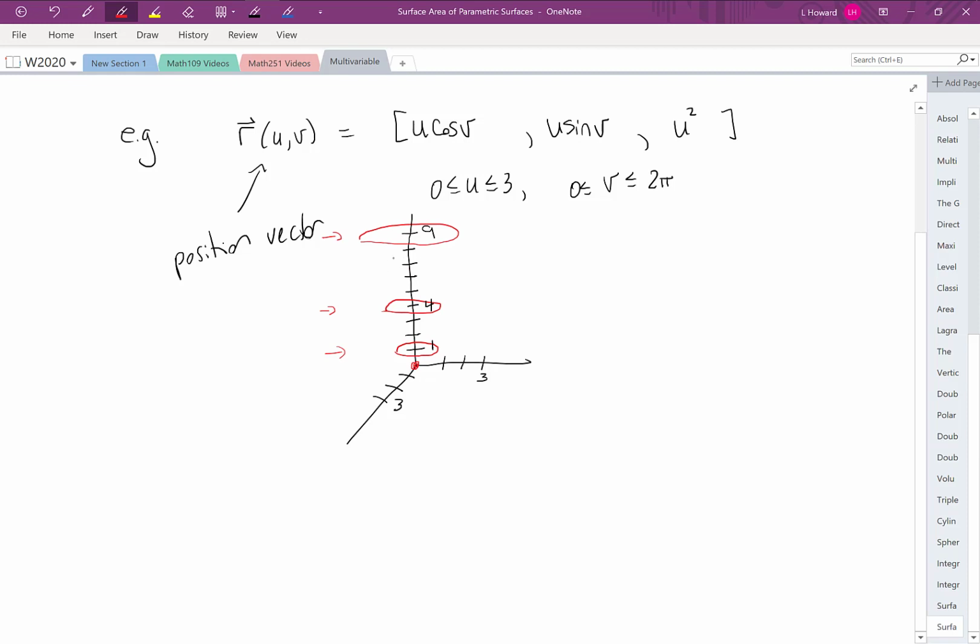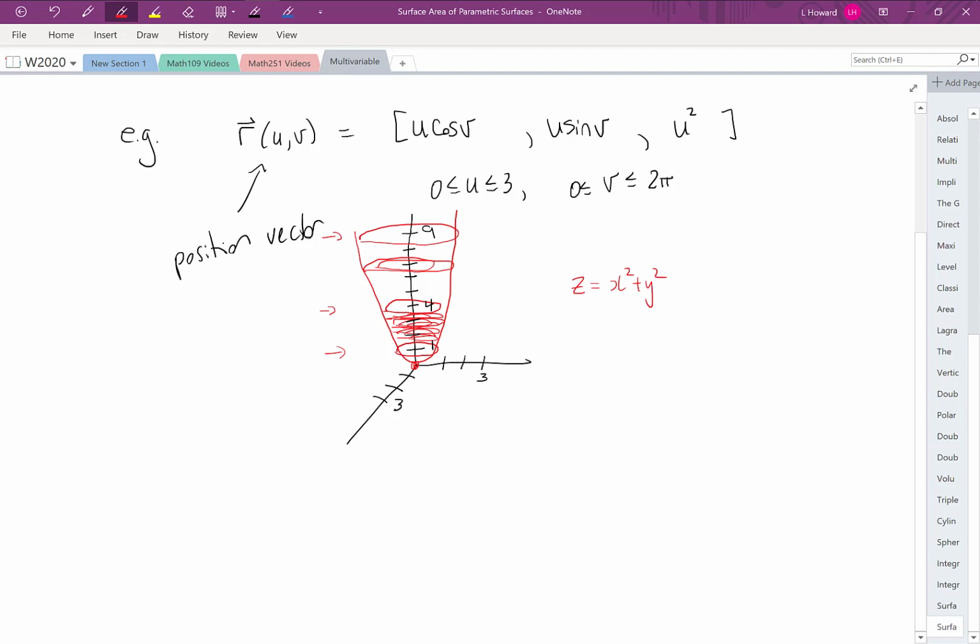Okay, so if you imagine filling in the details, you could think about all the real numbers between 0 and 3. At each level, we're getting a circle of a certain radius. And if you were to put infinitely many of these circles on here, it'd be getting wider as we go up, then what you're building is this surface here. So this is actually just another way of representing our familiar paraboloid z equals x squared plus y squared.